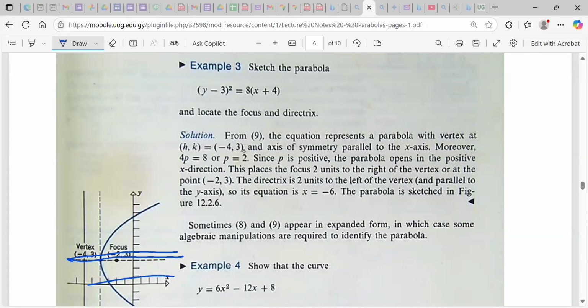And then you look at the 8 there, and from that 8 you can calculate p, and from that you can know what your vertex is, as well as your focus and the directrix. Let me erase everything.